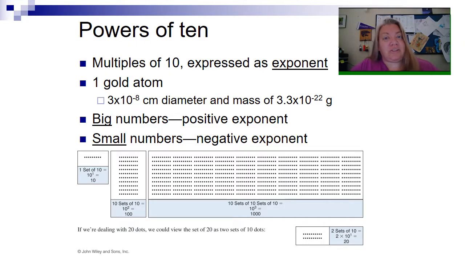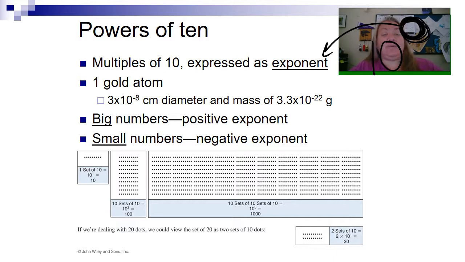So scientific notation is whenever we have something based on the powers of 10. So everything's in multiples of 10, and we're going to express that multiple as an exponent. So you would have some sort of a base number, and for us that base number is going to be 10, and then it's going to be raised to some exponent. That exponent goes up top. That exponent tells us how many zeros we're going to have.